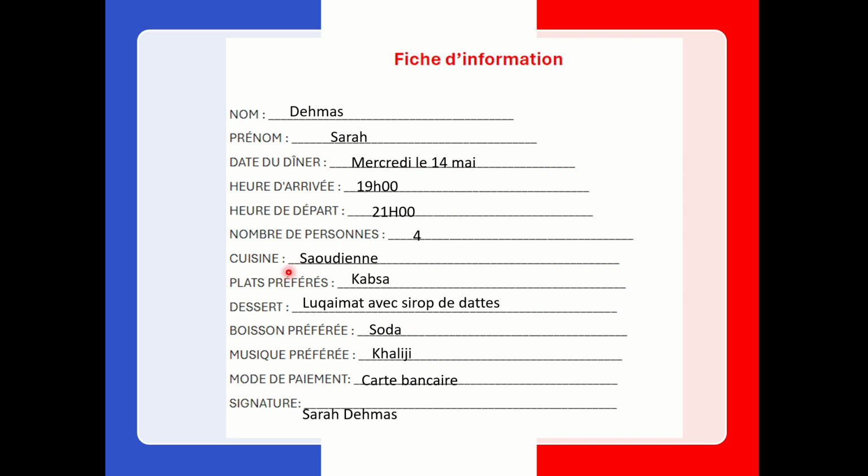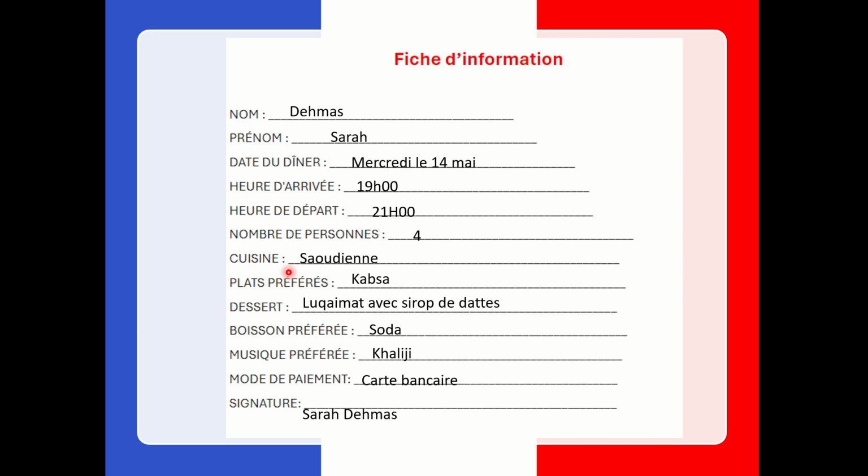Cuisine. I chose cuisine saoudienne. I want to go to a Saudi restaurant that serves Saudi cuisine. Plat préféré. What is your favorite dish? I wrote kapsa since I'm talking about Saudi. Dessert. I try to stay with cuisine saoudienne and I write lokaimat, okay, avec sirop de datte. Boisson préférée, soda. You can write eau, jus, as you like.